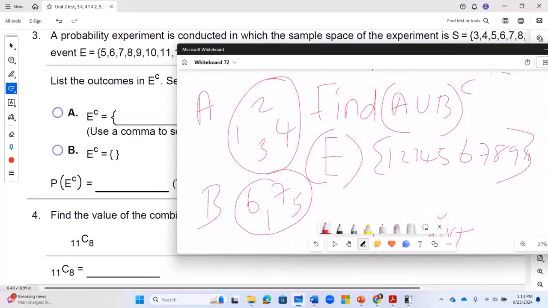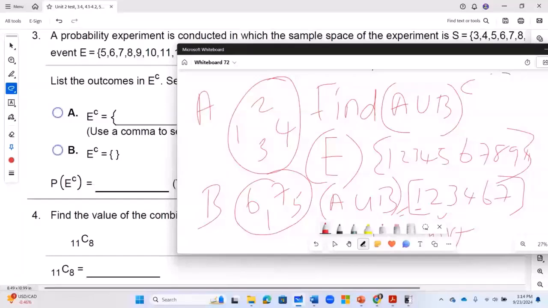To find A union B, I take everything in A and everything in B. Remember, this is the universal set, so I can start: 1, 2, 3, 4, they are in A and B. Then 5, 6, 7, I only have to list each one time. And this is A union B.